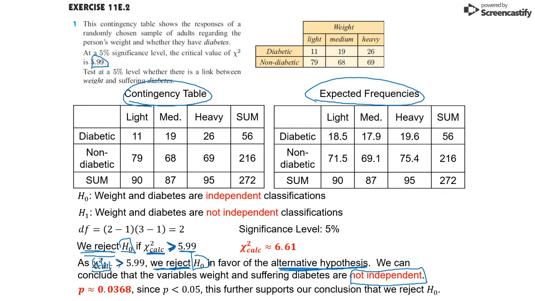So the p-value, if you looked at your p-value, should clarify or verify that. Again, the idea here is that the p-value is less than our significance level. So again, our significance level as a decimal is 0.05. The p-value is 0.0368. That is less than the significance level, which again supports. That should always verify the conclusion that we make with the null hypothesis, with our critical value.